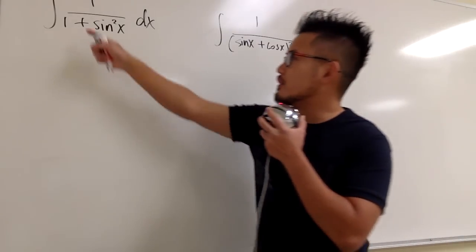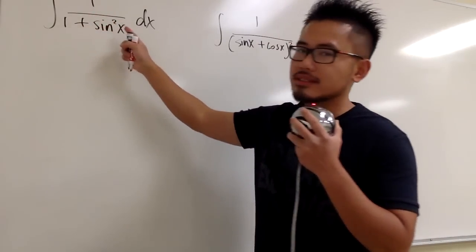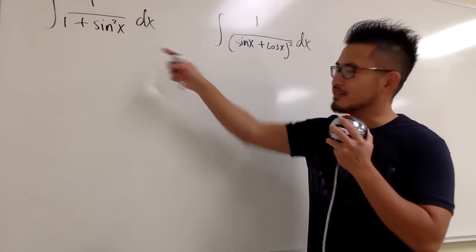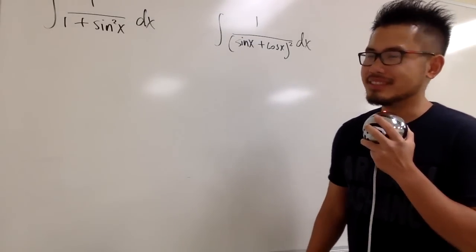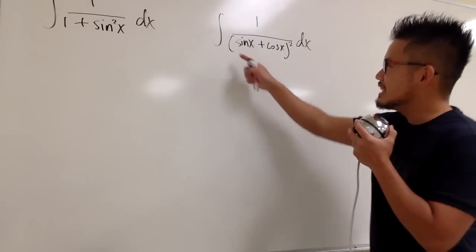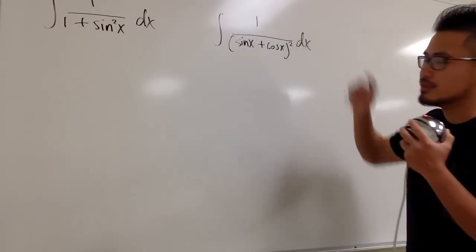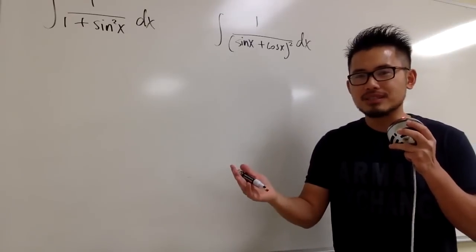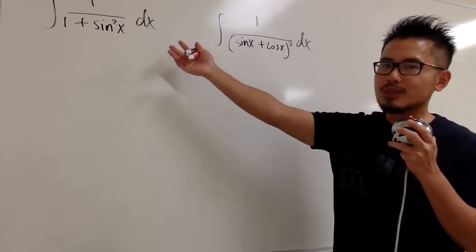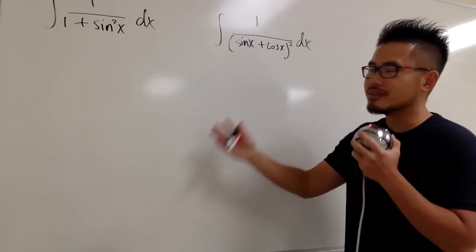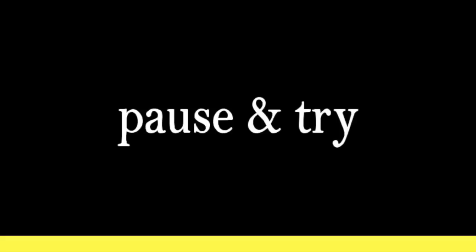Two integrals on the spot. The first one, the integral of 1 over 1 plus sine squared x. This one looks kind of familiar, doesn't it? I think we did this before. The second one, the integral of 1 over parentheses sine x plus cosine x, raised to the second power. Now please pause the video and first try to recall how we did that, and maybe a similar strategy will be helpful for this integral.